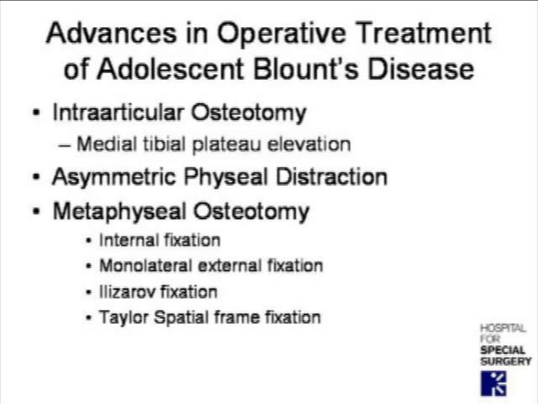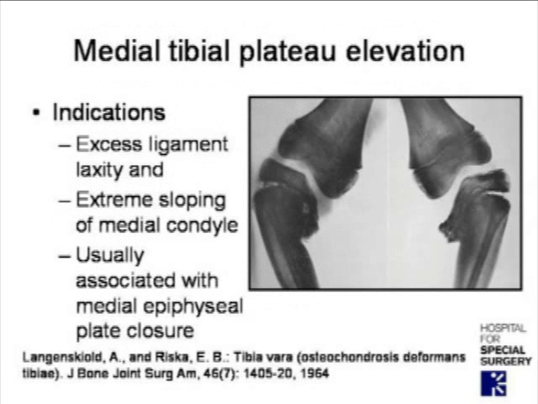Intra-articular osteotomy among them. The indications for intra-articular osteotomy in the setting of Blount's disease, at least as espoused by the people who've written about it, is severe or excess ligamentous laxity, extreme sloping of the medial proximal tibial condyle, and these procedures are usually associated with premature medial epiphyseal plate closure.